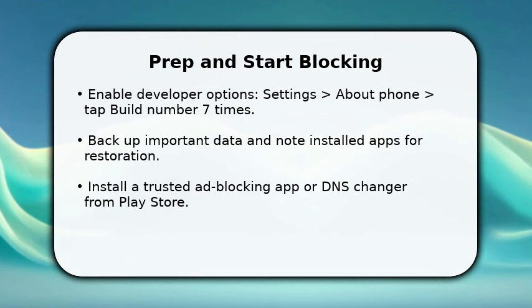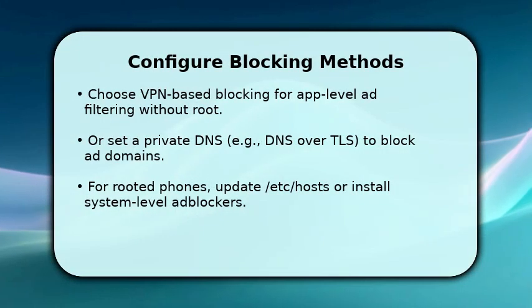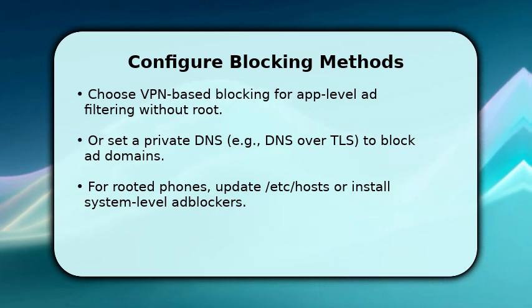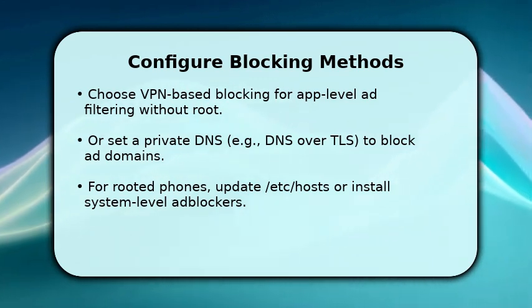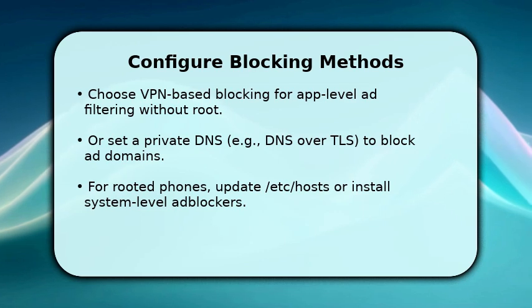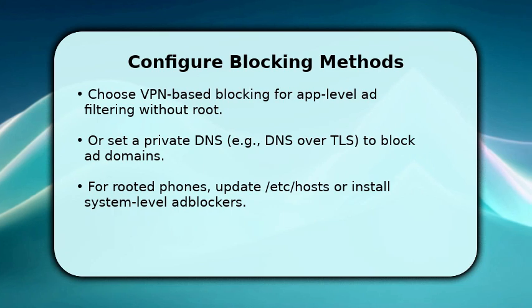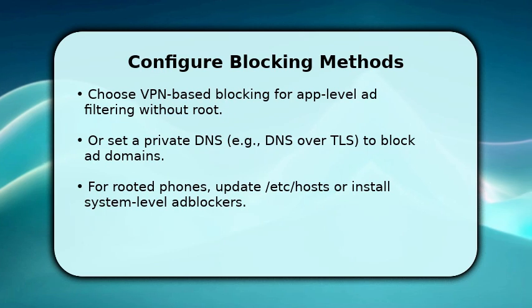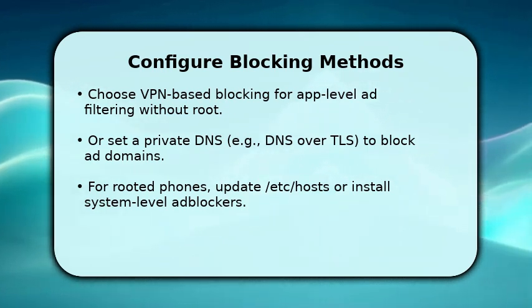Now you configure the chosen method and fine-tune filters. If using VPN-based blocking, enable the local VPN and allow the app to intercept traffic. Import recommended filter lists and disable unnecessary trackers. If you prefer private DNS, go to Network and Internet, Private DNS, and enter a blocking provider. This reduces ads across apps. For rooted devices, edit the hosts file or install a system-level ad blocker so that ad domains resolve to local.